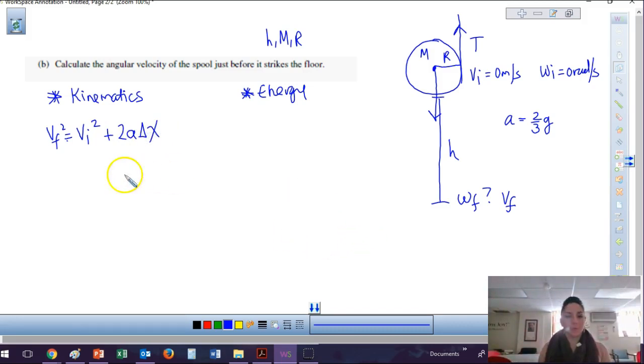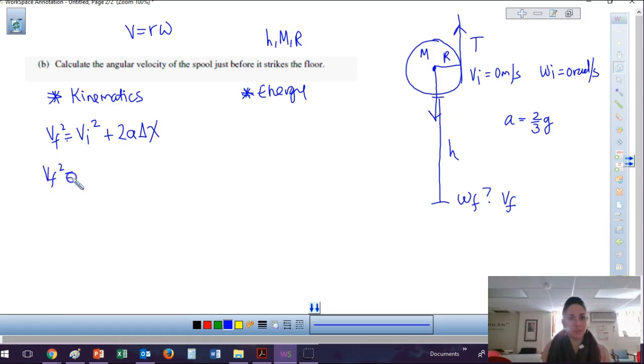I like this approach because I have all this information more or less. Of course I don't have the final velocity, but remember that I can always relate a linear velocity to a rotational velocity through this equation. So even though I'm solving it in linear, I can then convert it into angular. I have a linear acceleration, a linear distance, and a linear initial velocity.